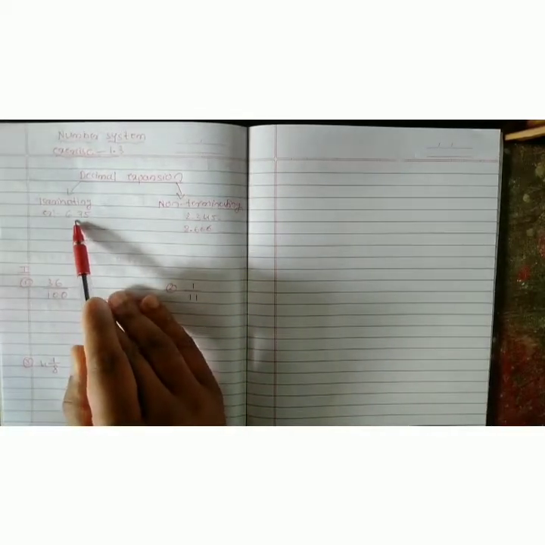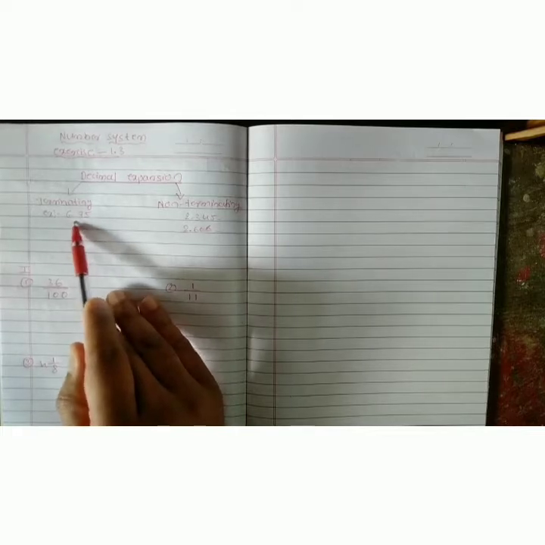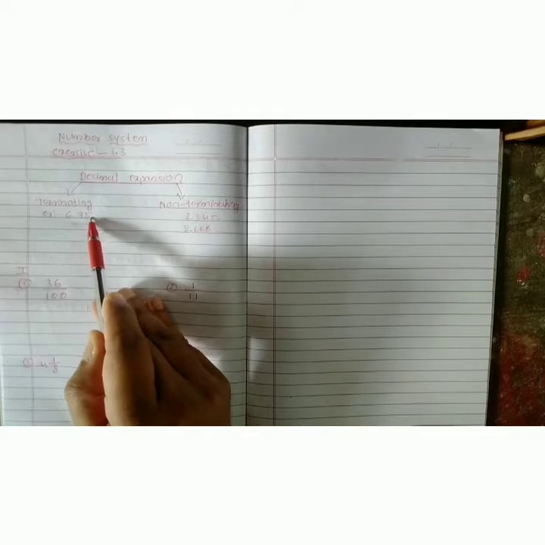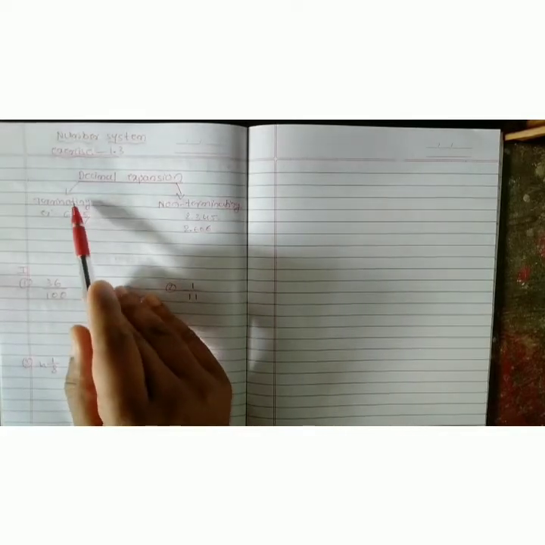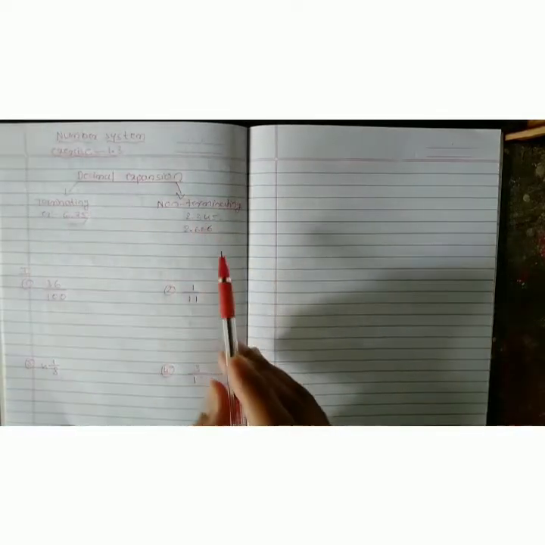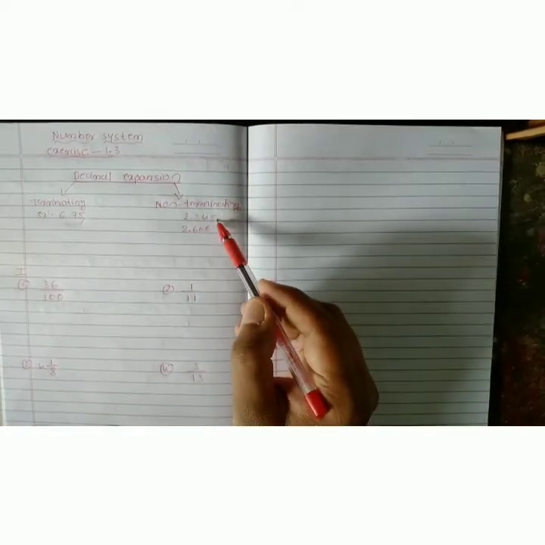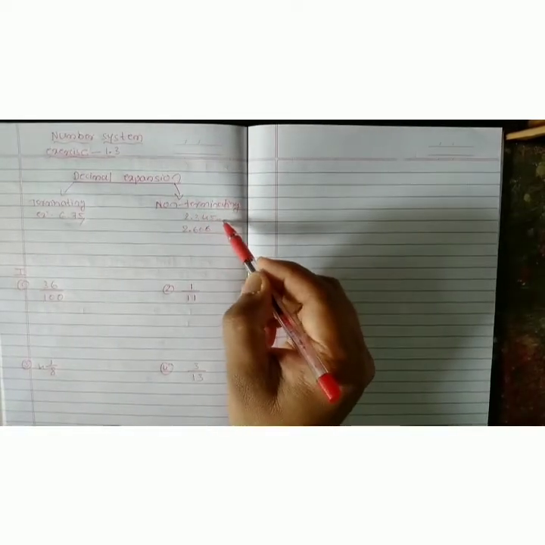This is a terminating decimal example. See here, this is a division. The division has ended now. This type of decimal we call a terminating decimal. Here it is a non-terminating decimal. See here, this division never ends. It goes on continuing.